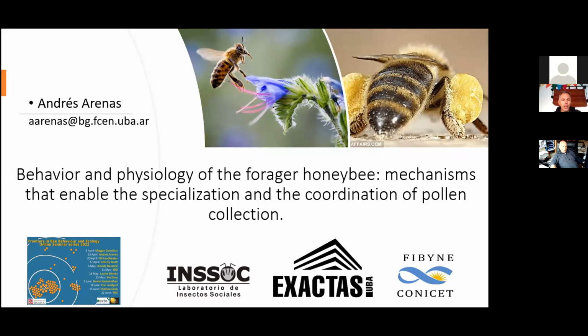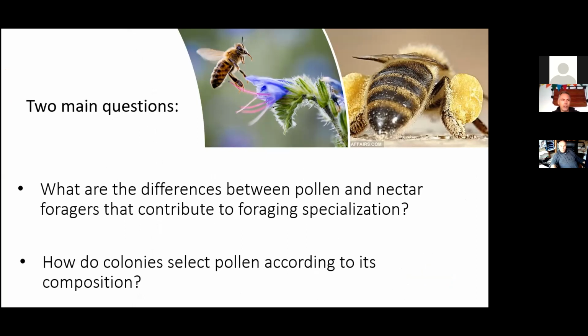So today I would like to talk to you about behavior and physiology of the forager honeybee, mechanisms that enable the specialization and the coordination of pollen collection. First of all, this talk will be organized around two main questions. The first is, what are the differences between pollen and nectar foragers that contribute to foraging specialization? And the second, we will address how do colonies select pollen according to its composition, or let's say quality.